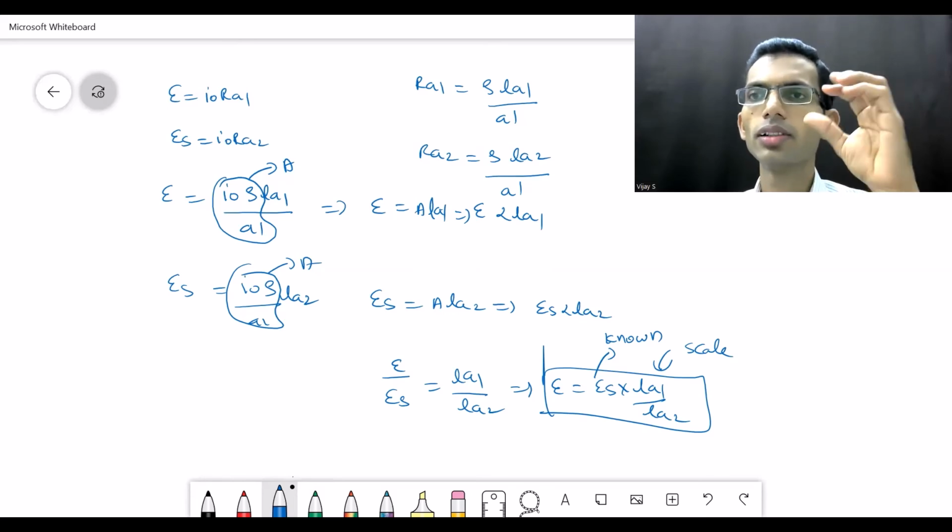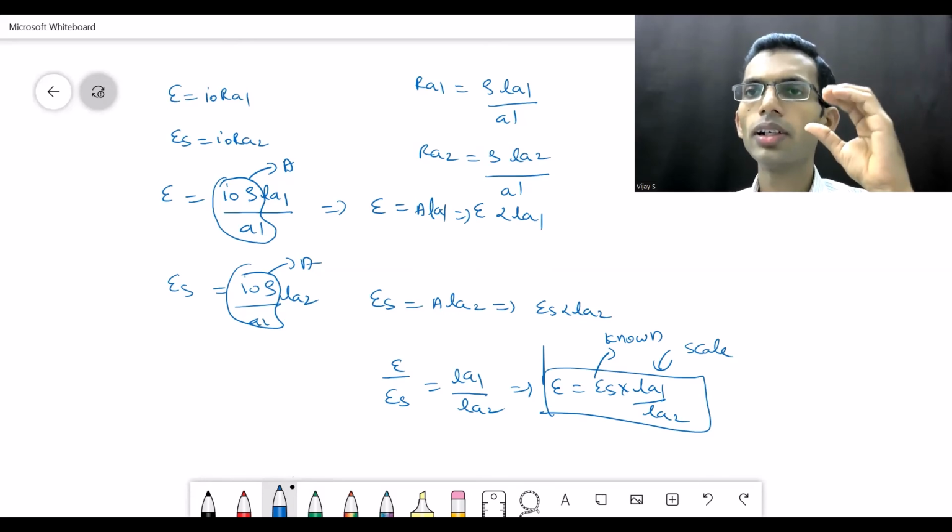Today we have learned how to measure the EMF of a cell by using a potentiometer. The working principle is, when the galvanometer shows zero deflection, EMF becomes equal to the potential difference between junction A and the moving contact position.